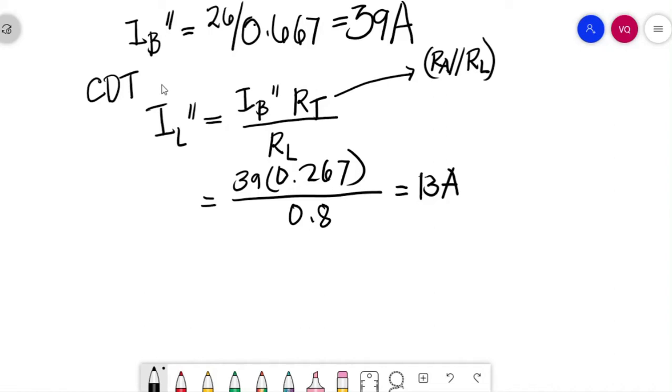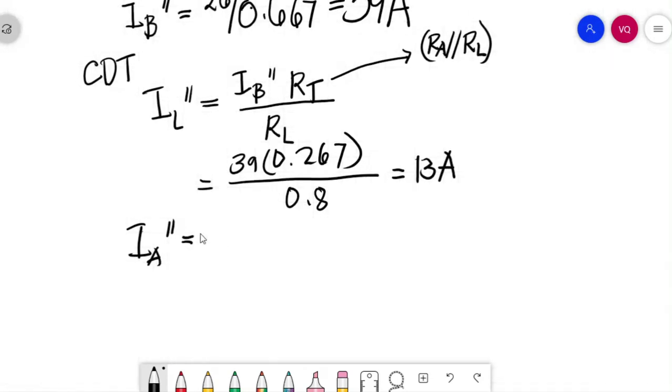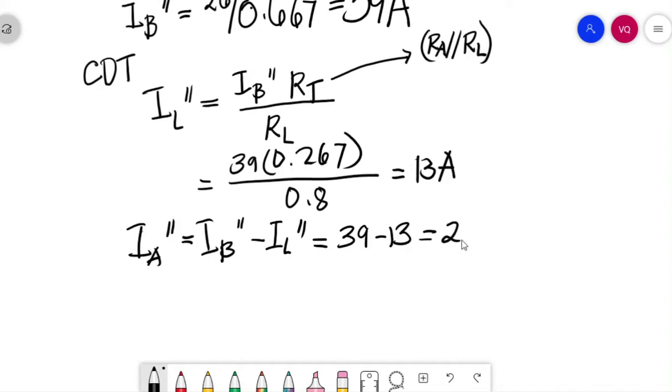IA, using KCL equation, IA double prime is equal to IB double prime minus IL double prime, which is equal to 39 minus 13. So that is equal to 26 amperes.